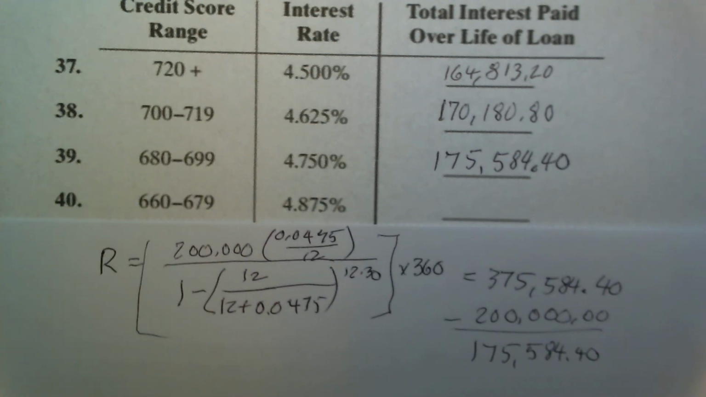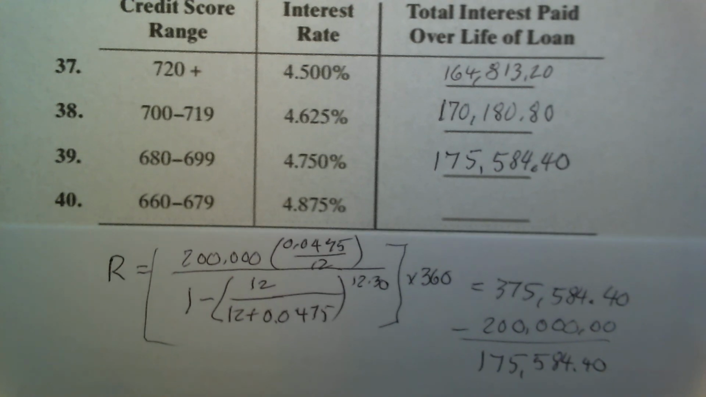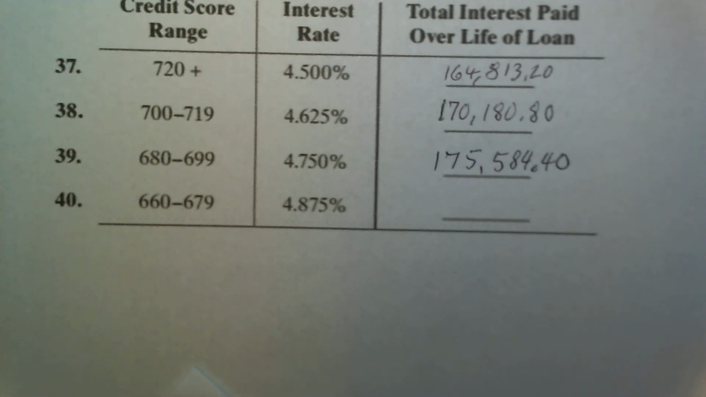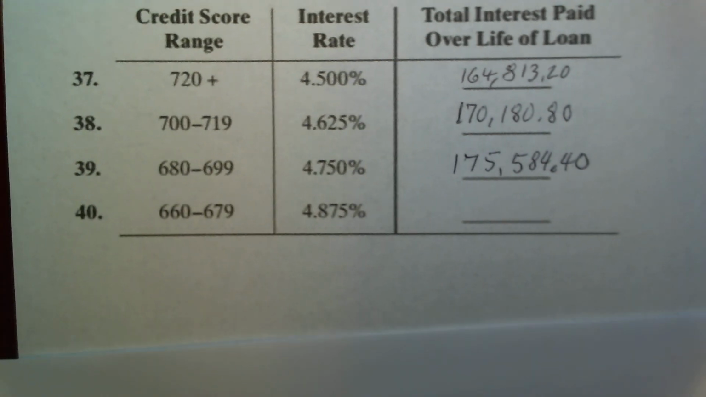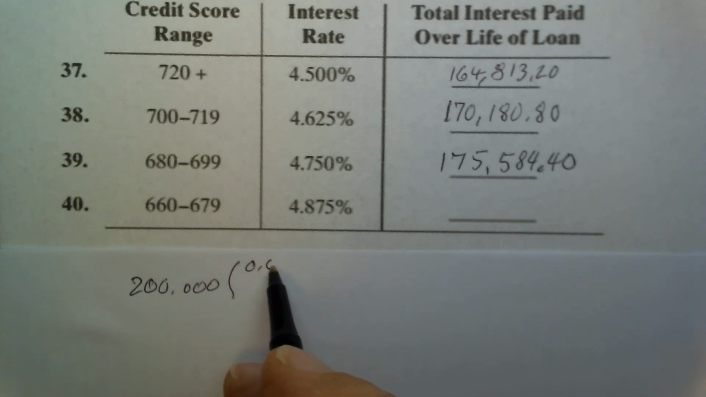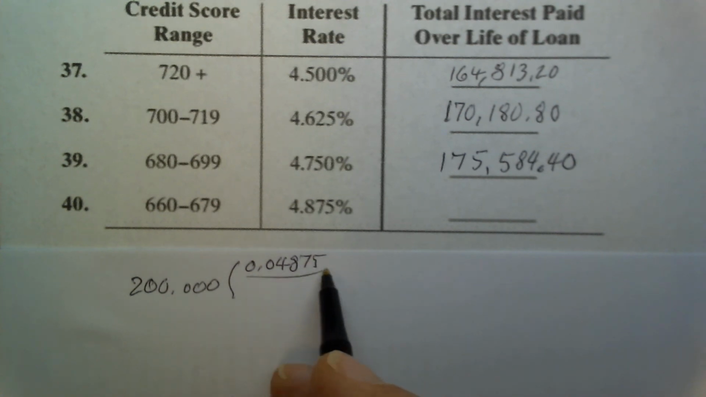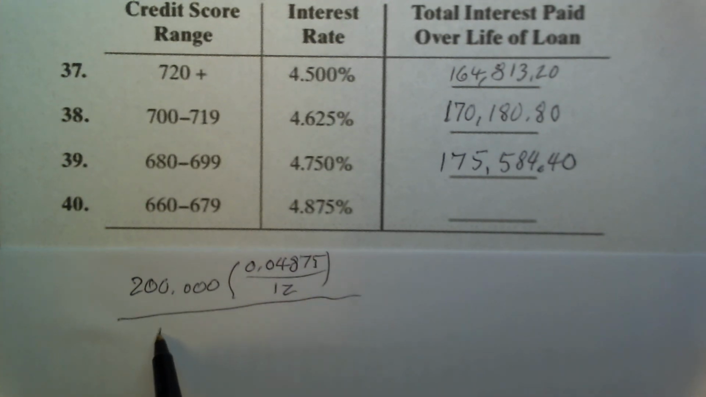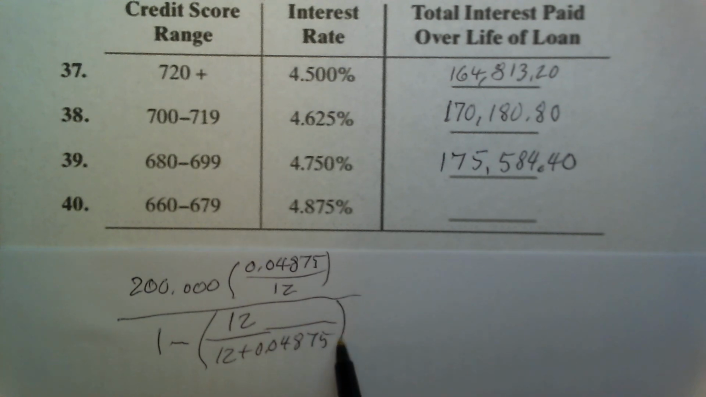And then for the last one, again this was number 39. And for number 40, well, let me just turn this paper around. So for number 40, we have the regular monthly payment of 200,000 times the rate of 0.04875 divided by 12, all divided by 1 minus 12 divided by 12 plus 0.04875 to the 12 times 30 power.